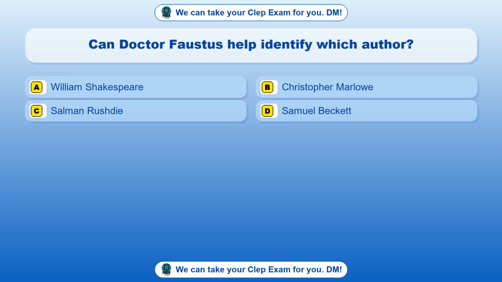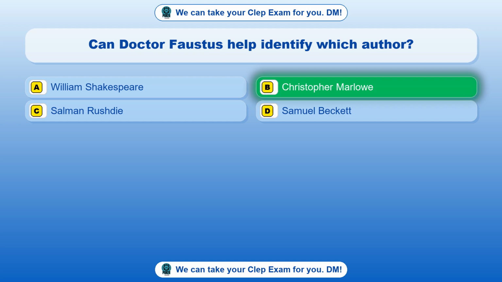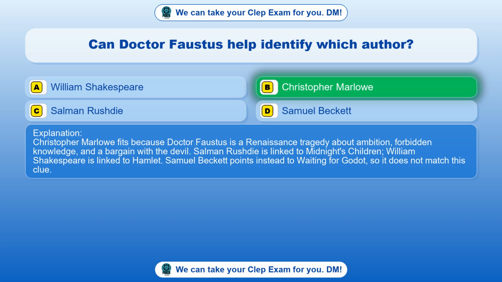Question 91. Can Dr. Faustus help identify which author? Option A. William Shakespeare. Option B. Christopher Marlowe. Option C. Salman Rushdie. Option D. Samuel Beckett. The correct answer is option B. Christopher Marlowe. Christopher Marlowe fits because Dr. Faustus is a Renaissance tragedy about ambition, forbidden knowledge, and a bargain with the devil.